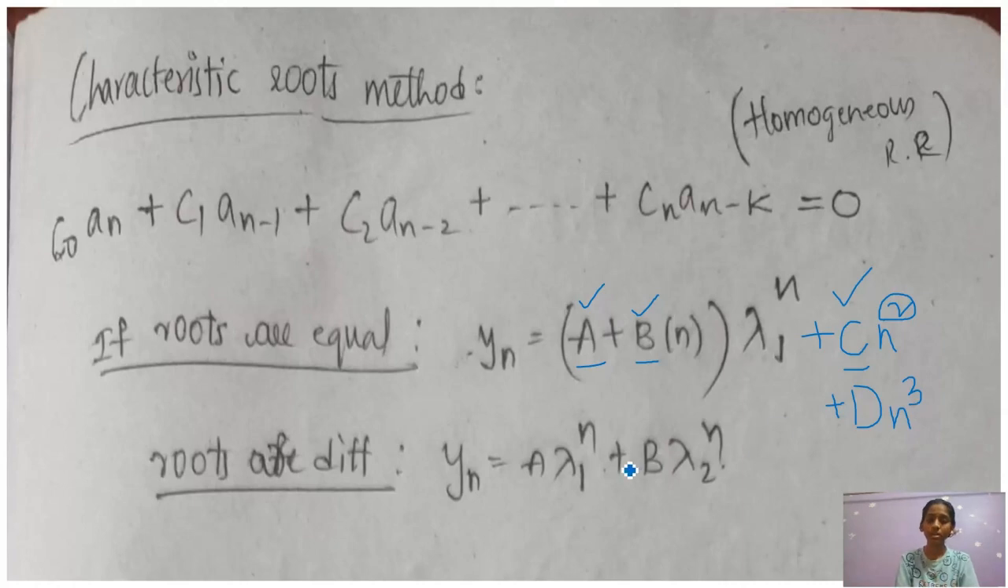So if roots are different, simply we will be writing a into lambda 1 power n plus b into lambda 2 power n. This is if 2 roots are different. What if 3 roots are different? We will be writing one more constant coefficient, that is c, into the third root, that is lambda 3 power n. If the number of different roots also increases, we will be having one more term, that is plus d into lambda 4 power n. In this way, we will be writing recurrence relation expressions for roots equal and roots different. Let us take an example and understand it more clearly.